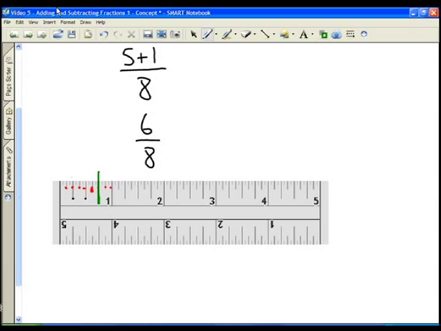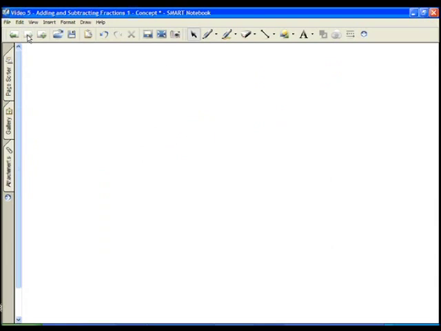Now, if you look here at these big lines, you can see that 6/8 is also equal to 3/4. And the reason why it's equal to 3/4 is because 6 divided by 2 is equal to 3, and 8 divided by 2 is equal to 4. So 6/8 can be reduced to 3/4.